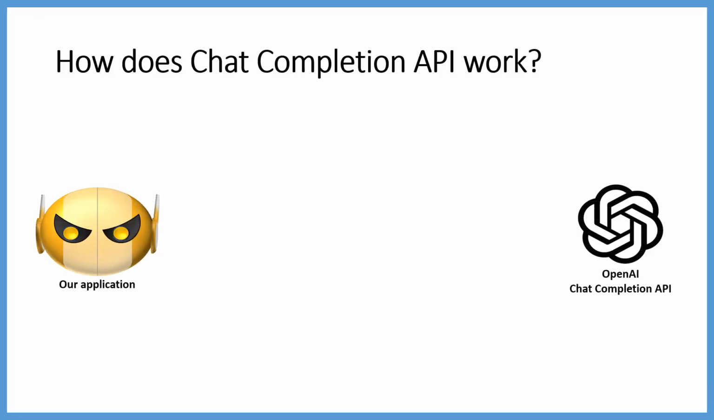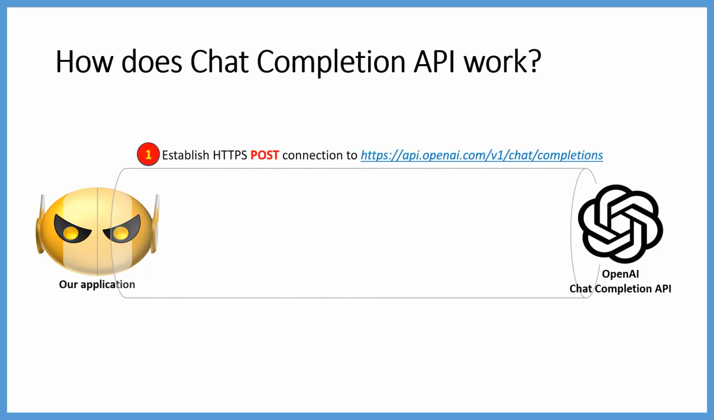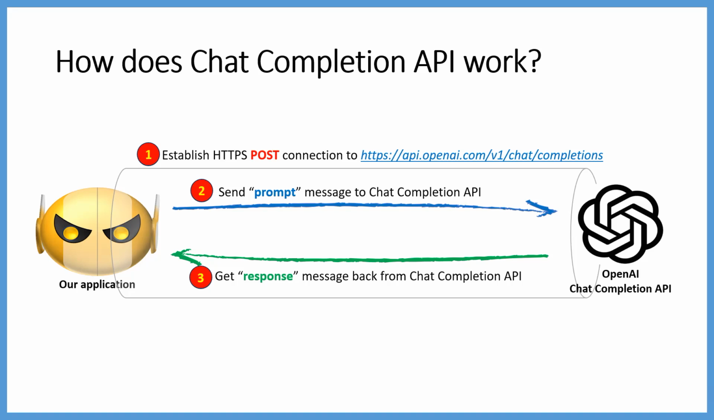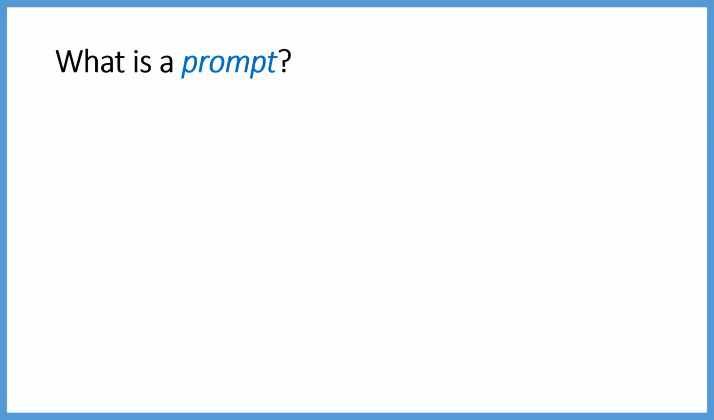How does the chat completion API work? In order for our application to chat with the GPT model, we follow these 3 steps. Firstly, we establish a secure HTTPS connection to the chat completion API URL. Secondly, we send a prompt to the API. A prompt basically is the message or the question you send to the GPT model. And thirdly, the GPT model sends back an answer to respond to your prompt. Sounds pretty straightforward, right? Now here comes the question.